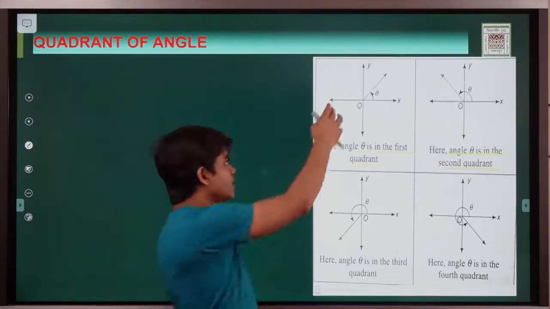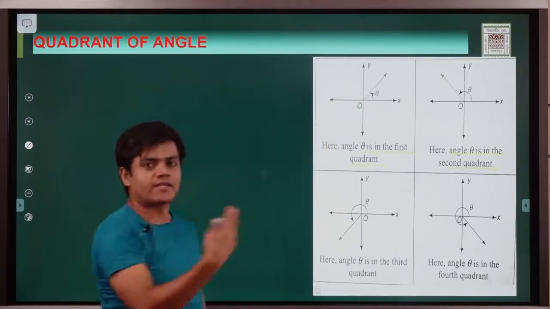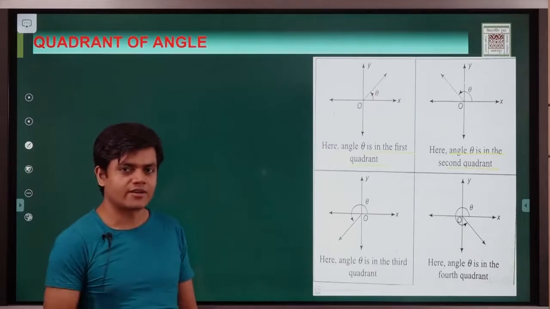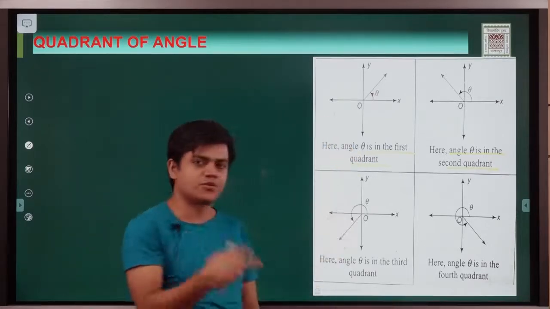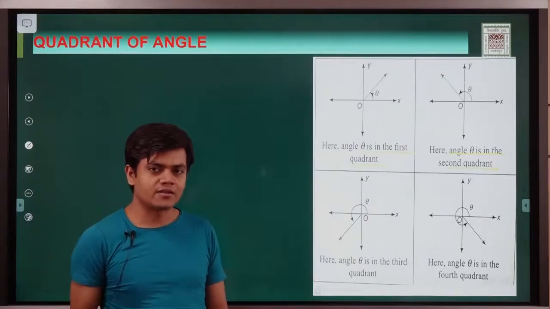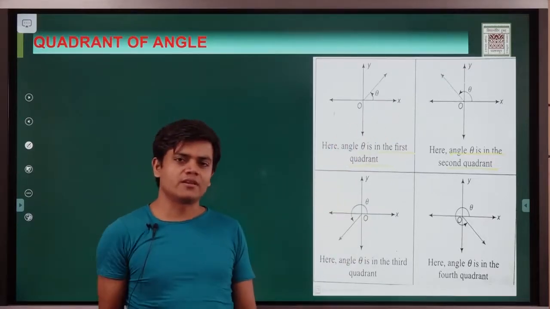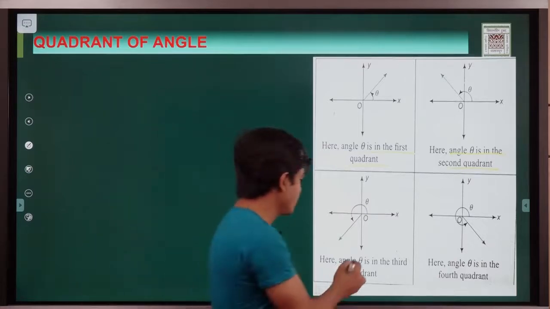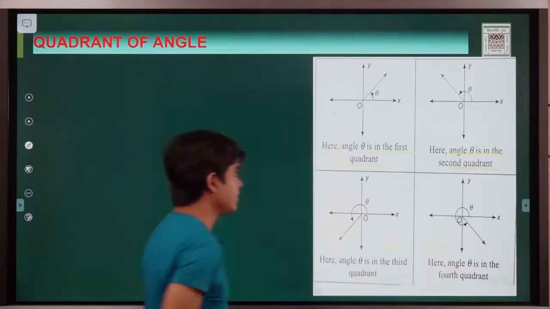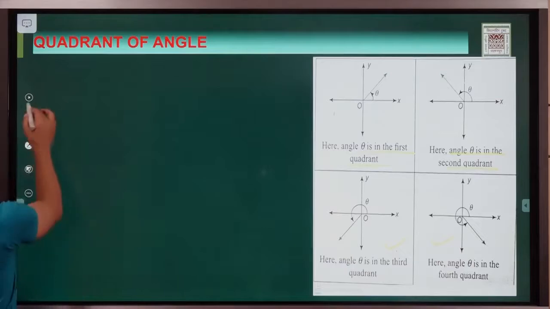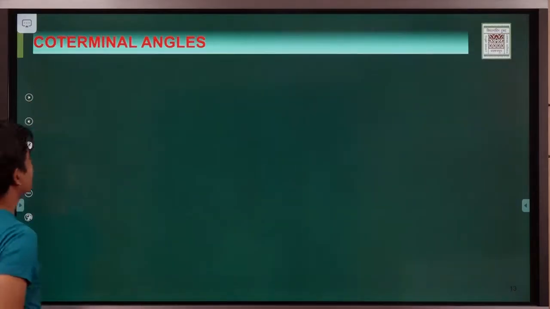If they lie in pi by 2 to pi, then we say they are in the second quadrant. When pi to 3 pi by 2, they are said to be in the third quadrant. When 3 pi by 2 to 2 pi, they are in the fourth quadrant. So you can see the figure clearly.